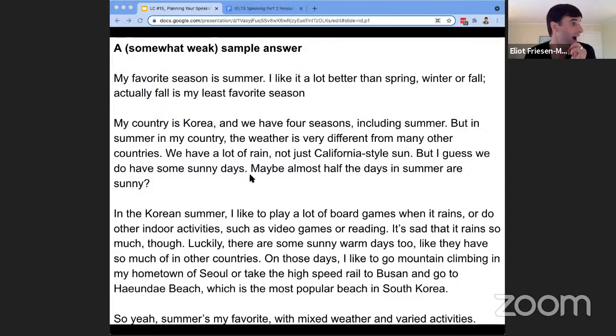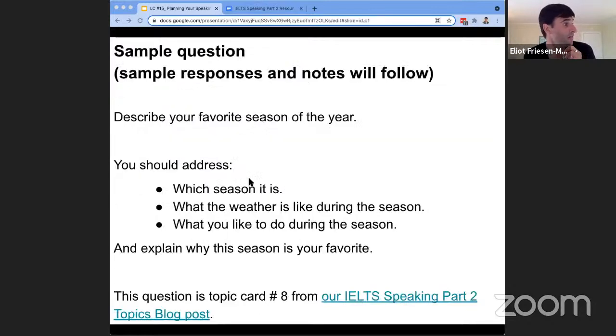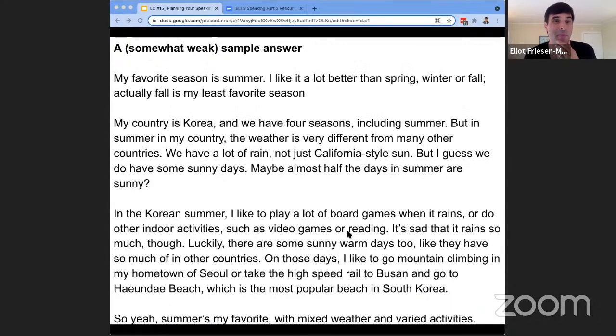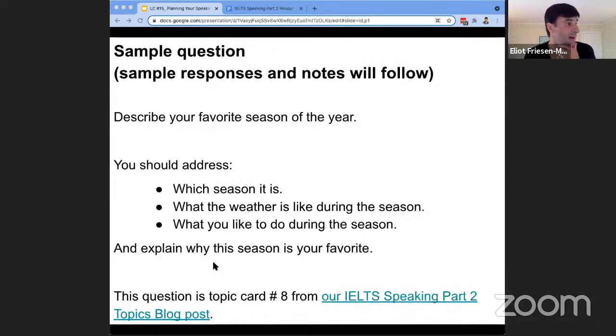Okay, I think the strongest part of this sample response is what the people like to do, but probably we're getting into too much detail here, especially since this particular student doesn't do very much at all to explain why this season is their favorite, okay? So we need to think about improving this. Now I see notes coming in from everybody around here. Let me see what you've written.